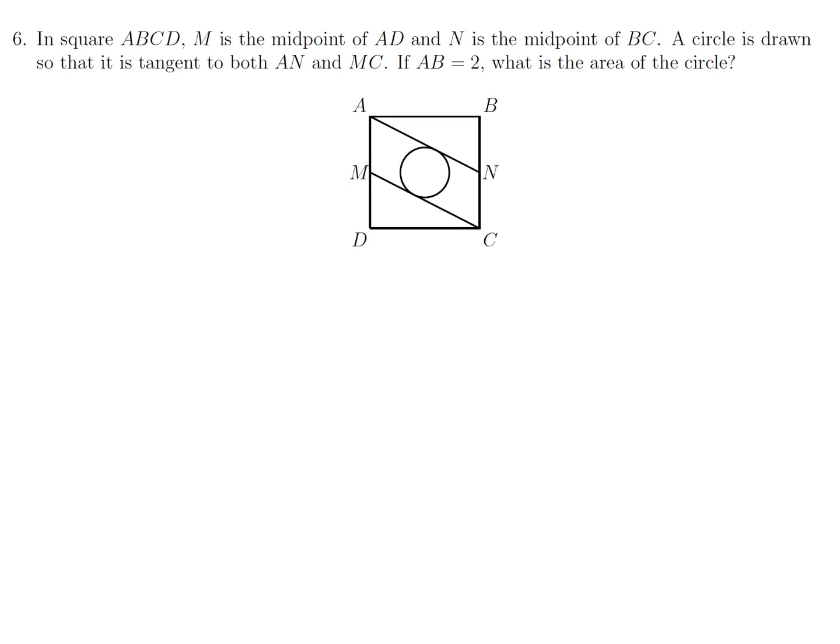In square ABCD, M is the midpoint of AD and N is the midpoint of BC. A circle is drawn so that it is tangent to both AN and MC. If AB is 2, what is the area of the circle? Okay. Well, the first thing I'd like to do is draw one tangent line like that. Hopefully that is accurate. It's okay, not the best line, but you understand. Basically where the tangents touch.